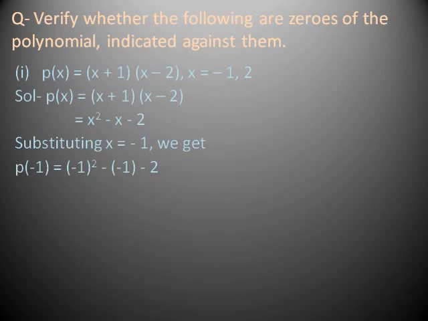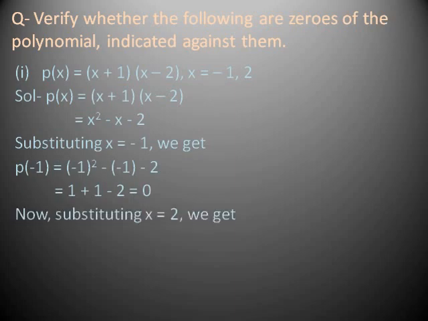Now substituting x equals 2, we get p(2) equals 2 square minus 2 minus 2. So 2 square is 4, minus 2 becomes minus 4, 4 minus 4 is equal to 0. So in both the cases we get the value of p(x) as 0. Therefore x equals minus 1 and 2 both are the zeros of p(x). So it's very easy to solve.